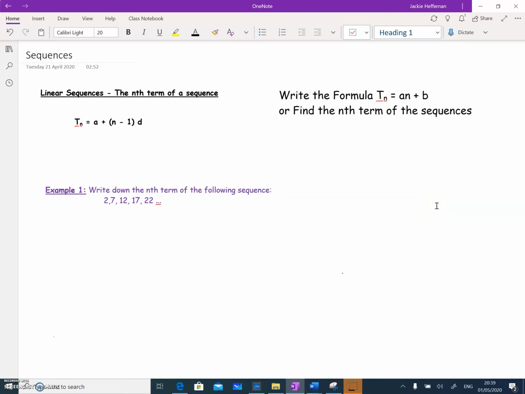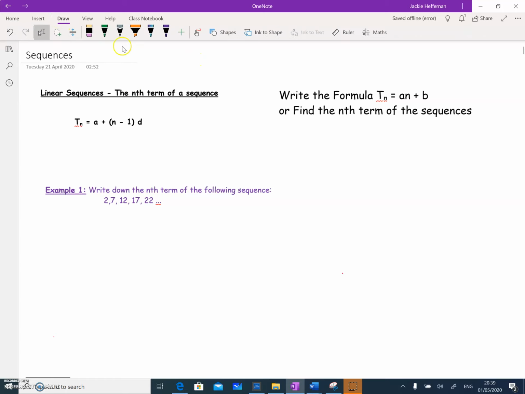Okay, so in this video, we're going to go through linear sequences and how to find the nth term of the sequence. The nth term of a sequence is just the formula for that sequence, and we need to figure out what the formula is. So far you've been filling into a formula to find the terms in a sequence, but this time we're going to work backwards and find the formula after being given the numbers that are in the sequence. It's the nth term of a sequence.